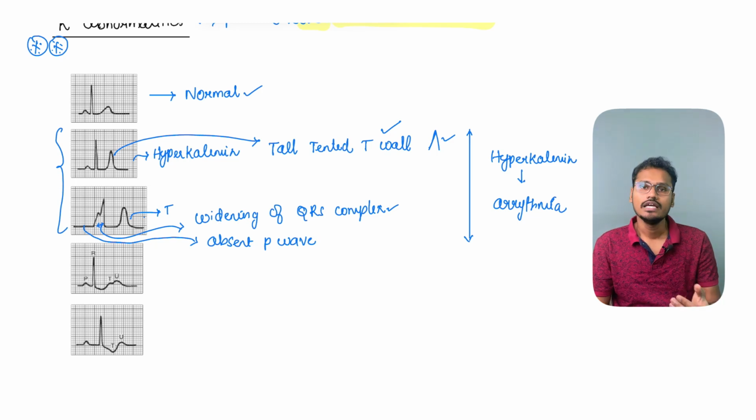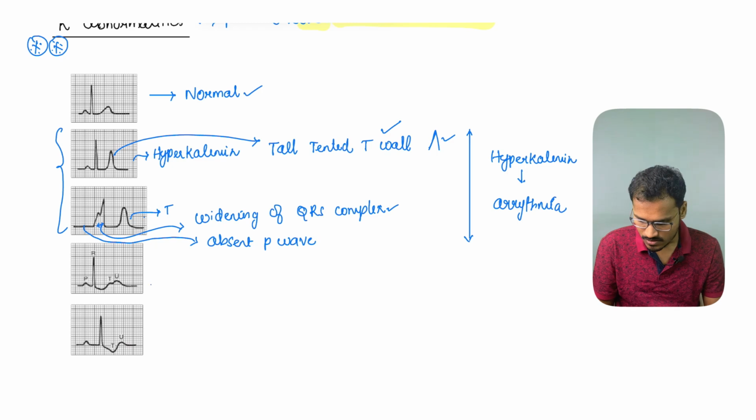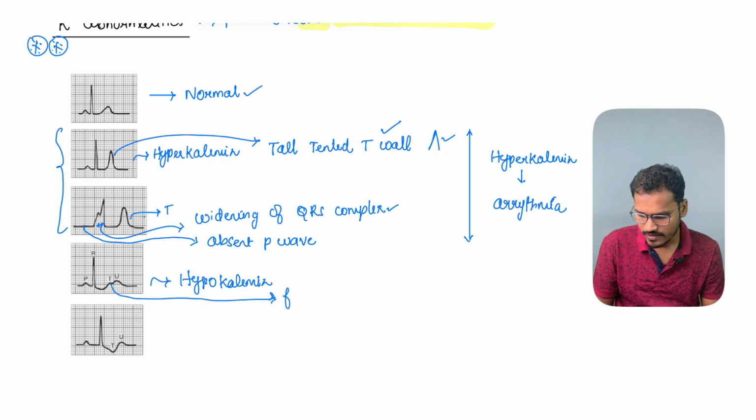The below one is hypokalemia. In hyperkalemia we saw a tall tented T wave. In hypokalemia, the T wave will be absent. It can be isoelectric or it can be depressed also. So this is the condition of hypokalemia. As you can see here, what is happening to the T wave? Here it is touching the isoelectric line. It is flattening, flattening of the T wave is happening.